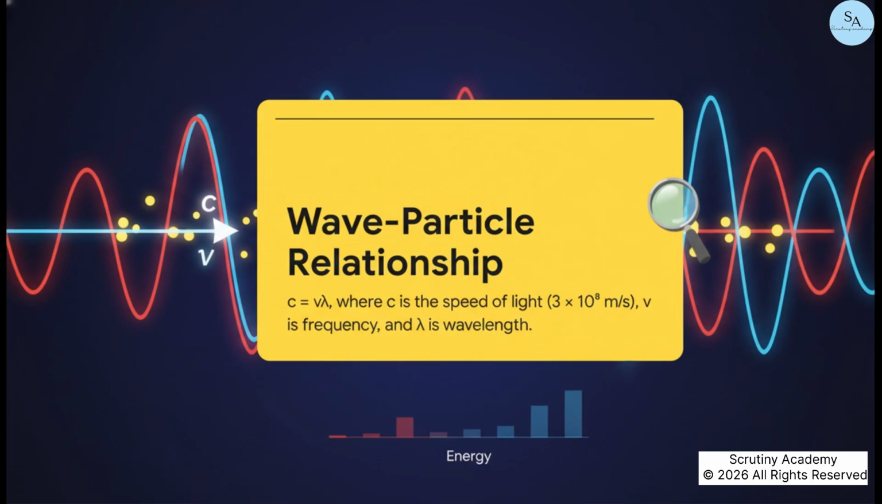Because c is always the same, this means frequency and wavelength are inversely related. If the wavelength gets shorter, the frequency has to go up to compensate. They're locked in this dance.